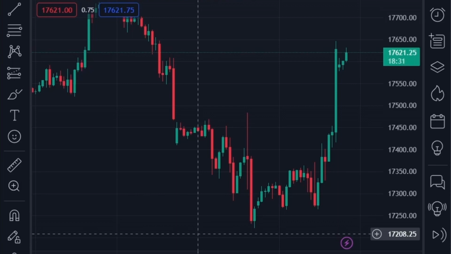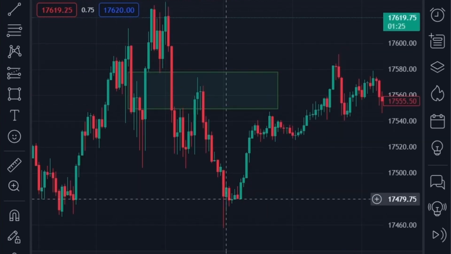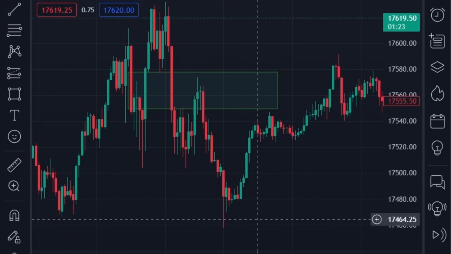In this video, we will be talking about inverse fair value gaps. Before we begin, please check out my previous video on fair value gap in order to understand the full concept. So let's begin. So what's an inverse fair value gap?